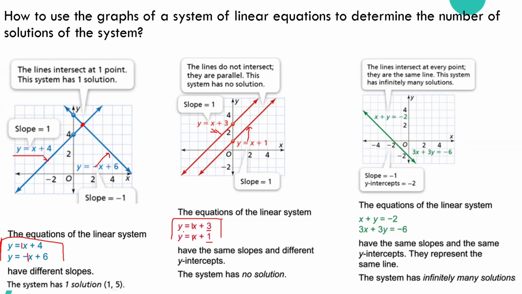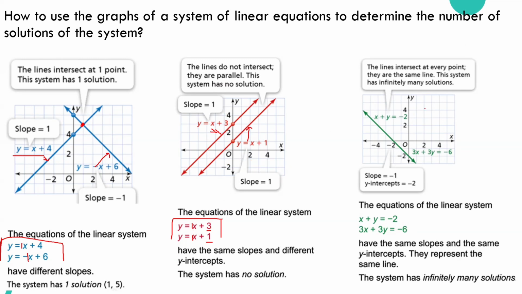So when you graph these two equations, this system of equations, just like what we have on the graph here, the lines will never intersect. They will never meet. They will never cross each other. Therefore, they have no solution. The system has no solution.